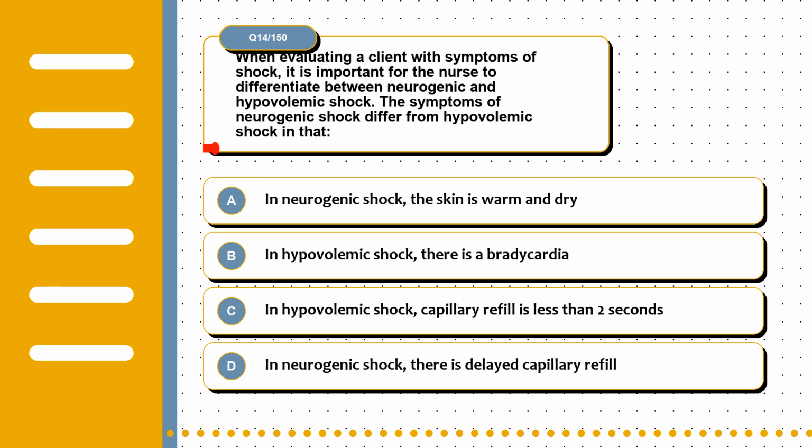Question 14. When evaluating a client with symptoms of shock, it is important for the nurse to differentiate between neurogenic and hypovolemic shock. The symptoms of neurogenic shock differ from hypovolemic shock in that. Here are the options. Option A. In neurogenic shock, the skin is warm and dry. Option B. In hypovolemic shock, there is a bradycardia. Option C. In hypovolemic shock, capillary refill is less than 2 seconds. Option D. In neurogenic shock, there is delayed capillary refill.